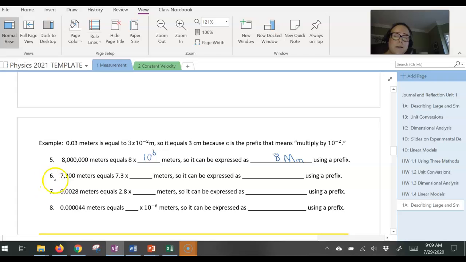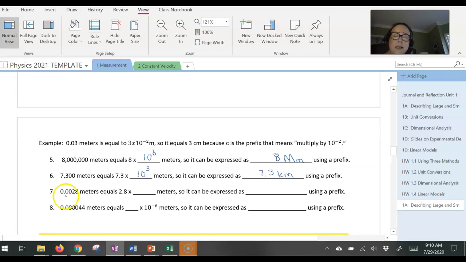Let's look at number 6. 7,300 meters equals 7.3 times 10 to the 3rd meters. And so I could express this using a prefix if I replace the times 10 to the 3rd with the prefix that means times 10 to the 3rd, and that's kilo. So 7,300 meters is the same thing as 7.3 kilometers.